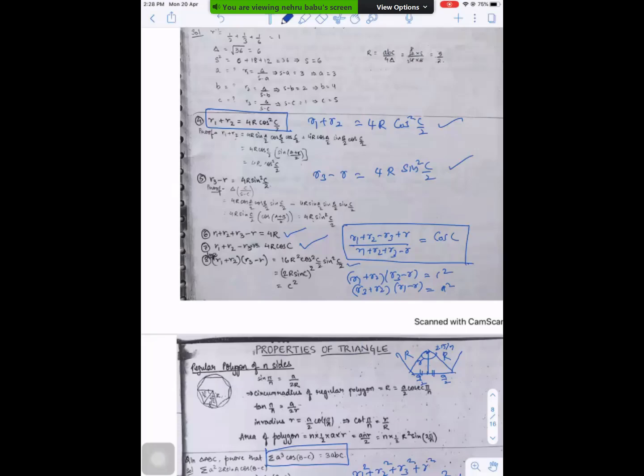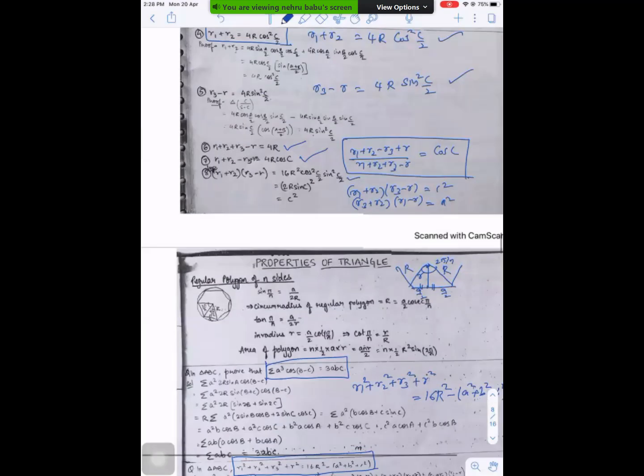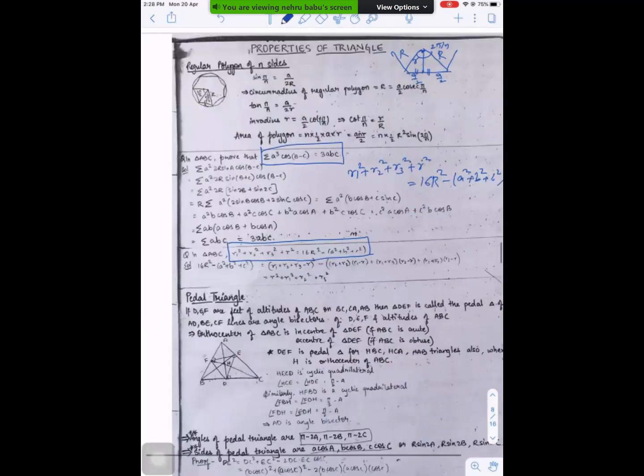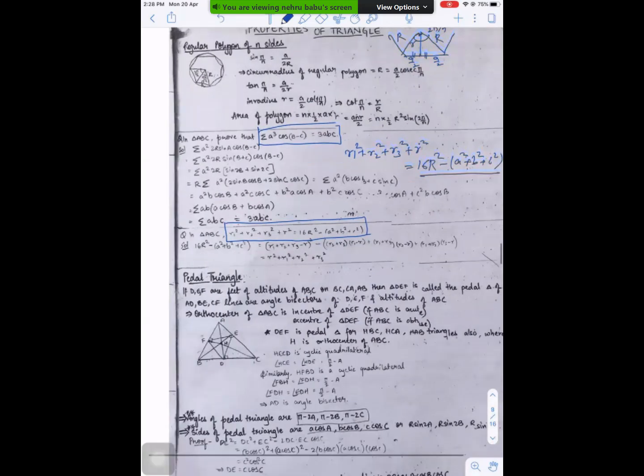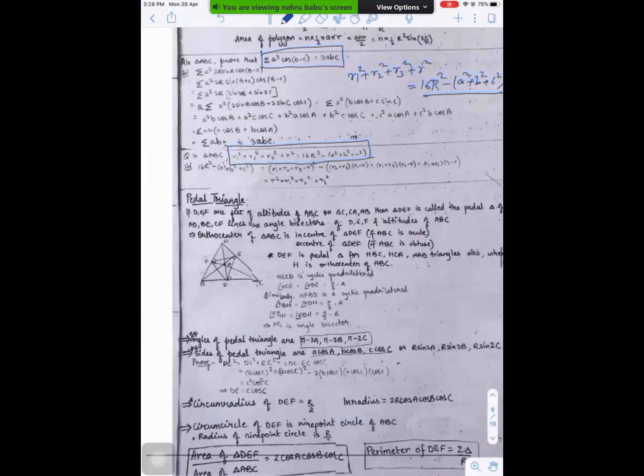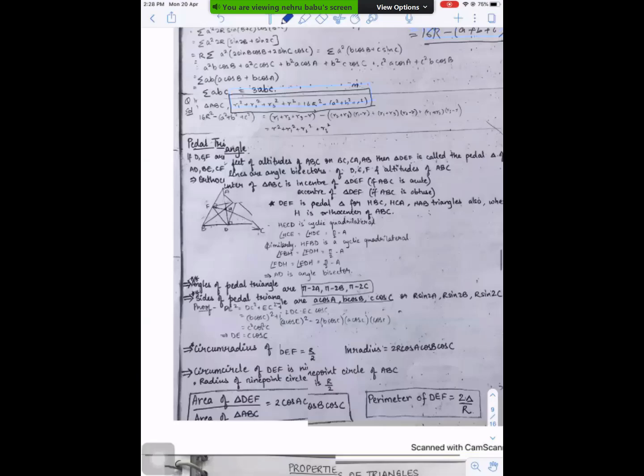R1 square plus R2 square plus 2R1R2, and R3 square plus R square minus 2R3R. If you simplify that result, at last you will get this statement: 16 R square minus A square plus B square plus C square. Okay. Next thing, pedal triangle results. In this pedal triangle, one minute.